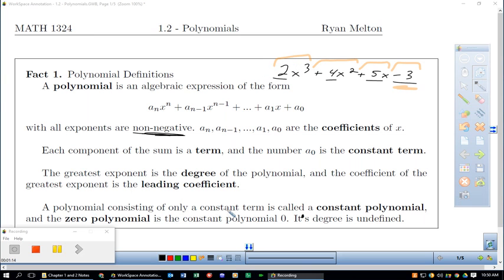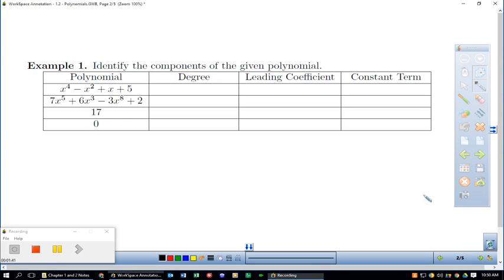A polynomial consisting of only a constant term is called a constant polynomial, and the zero polynomial is a constant polynomial 0. Okay, and its degree is undefined. So let's do a few more examples on this next page.